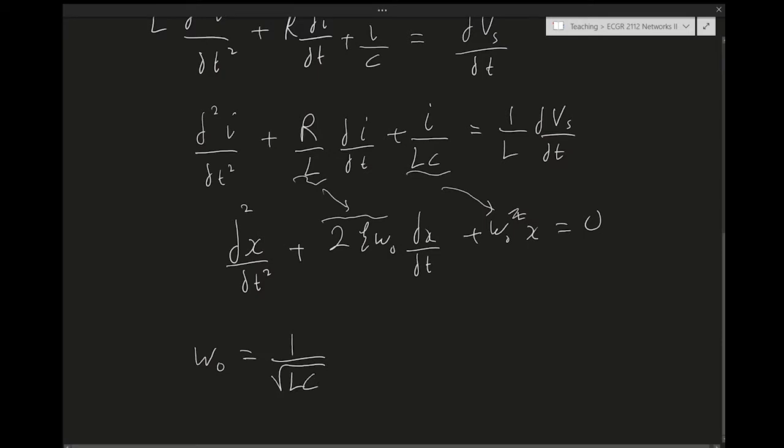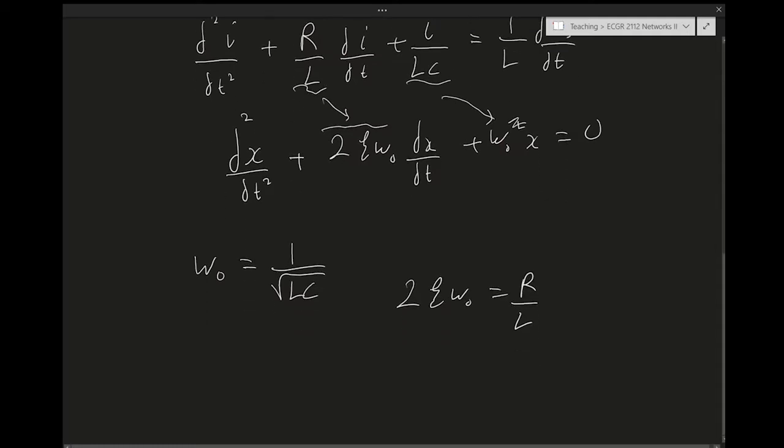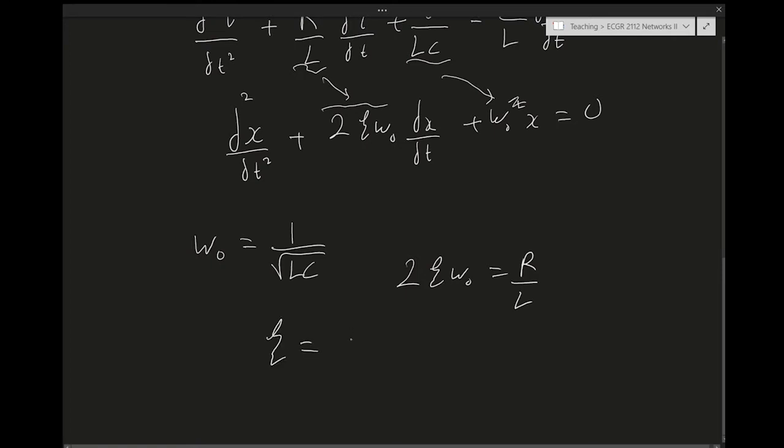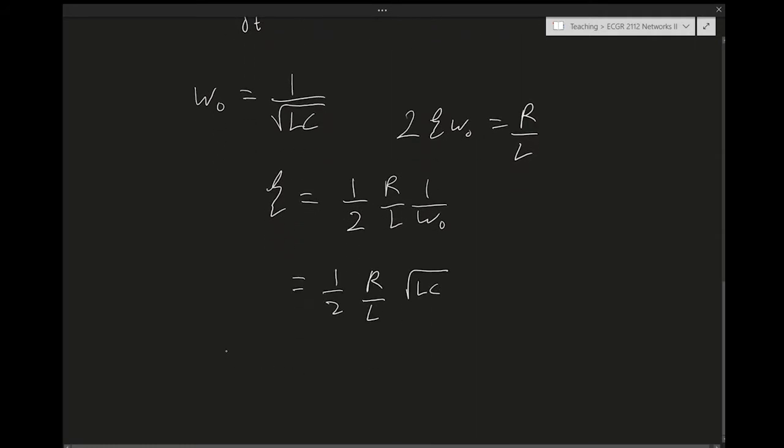But zeta will be different. The damping coefficient will be different compared to the case of the parallel RLC circuit. So we have 2 zeta omega naught equals R over L. We end up with zeta equals half R over L times 1 over omega naught. We know omega naught equals 1 over the square root of LC, so this becomes half R over L times the square root of LC. We end up with zeta being half R square root of C over L.